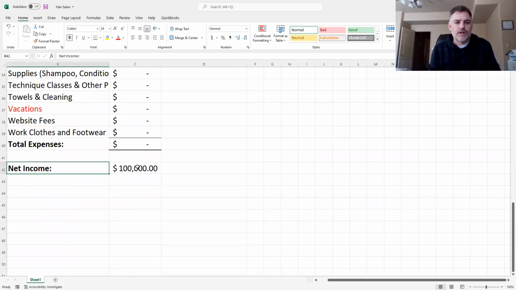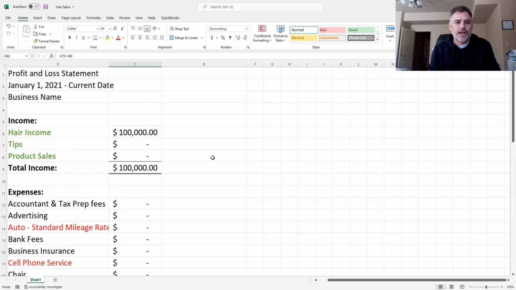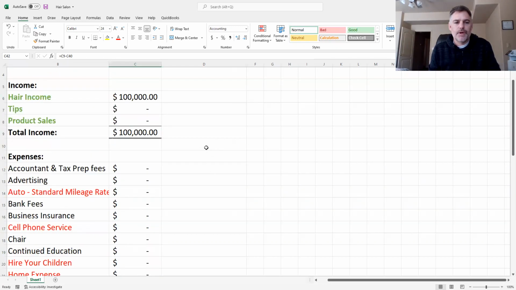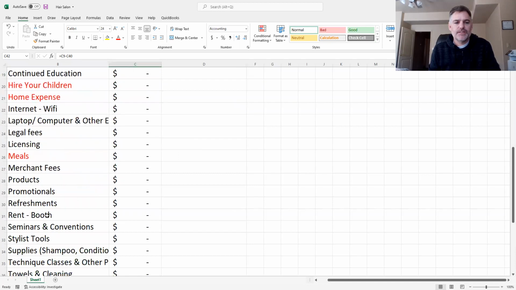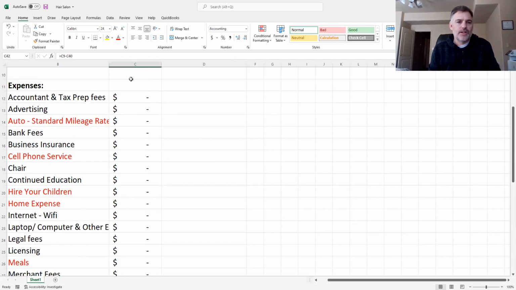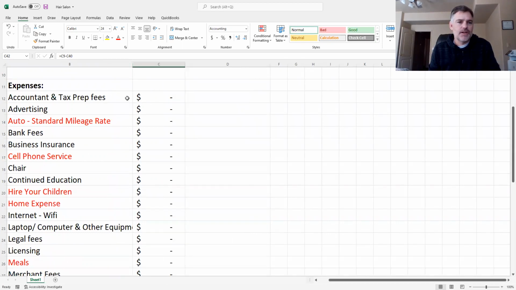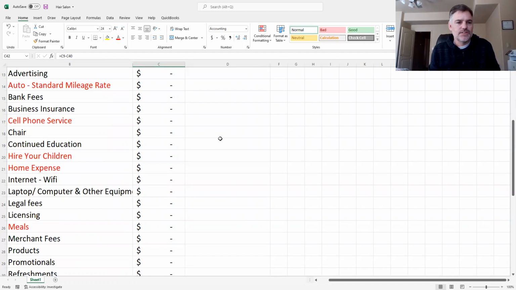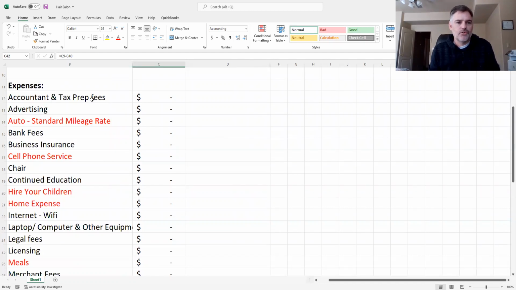This would be called our net income. But what we can do is count our income minus all of our expenses, which will give us our net income. So I kind of broke out some of the expenses that I could see in your services. Let's just go through these one by one.